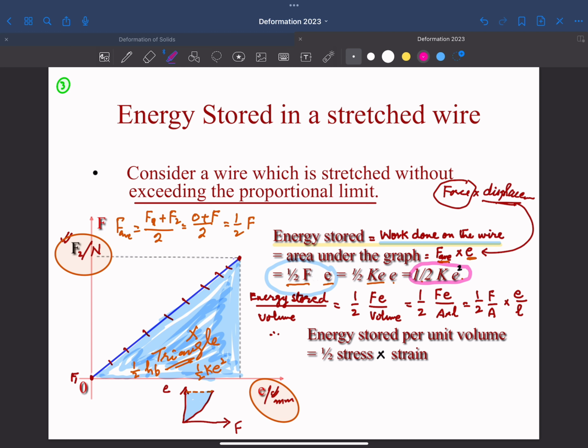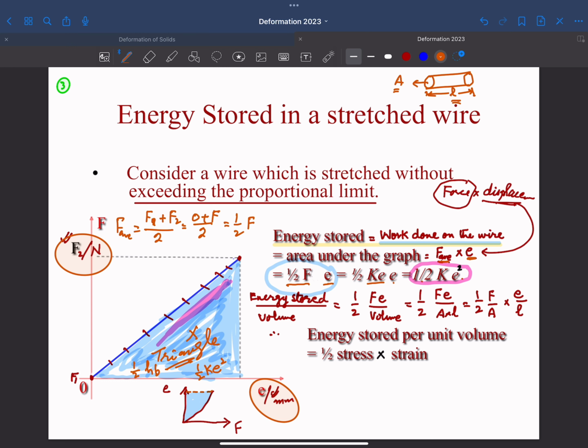So be careful of these two equations, and of course this concept of area under the curve. Now if we write it this way: suppose you have a wire. The wire will have a cross-sectional area, and it has a length. So these two factors, the area of cross section and the length, are also involved.